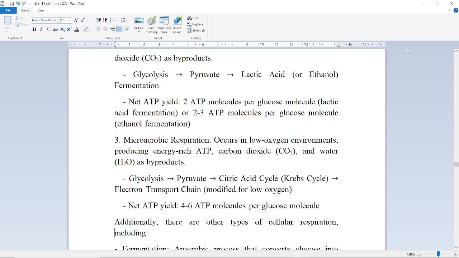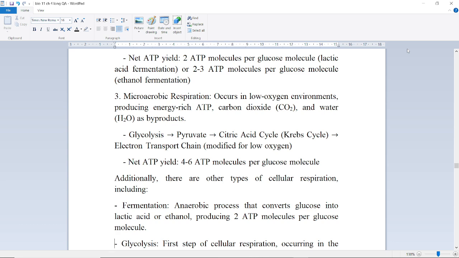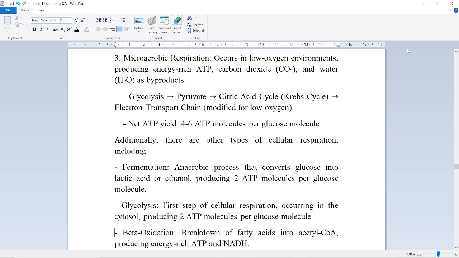Next is microaerobic respiration, which occurs in low oxygen environments, producing energy-rich ATP, carbon dioxide and water as byproducts. Glycolysis occurs, pyruvate is formed, then the citric acid cycle (Krebs cycle), then the electron transport chain, modified for low oxygen. The net ATP yield is 4 to 6 ATP molecules per glucose molecule.